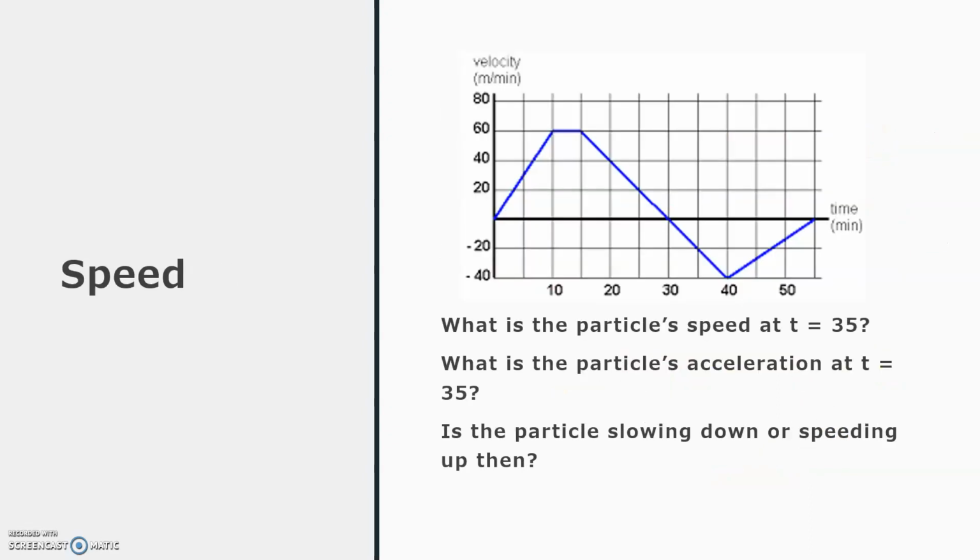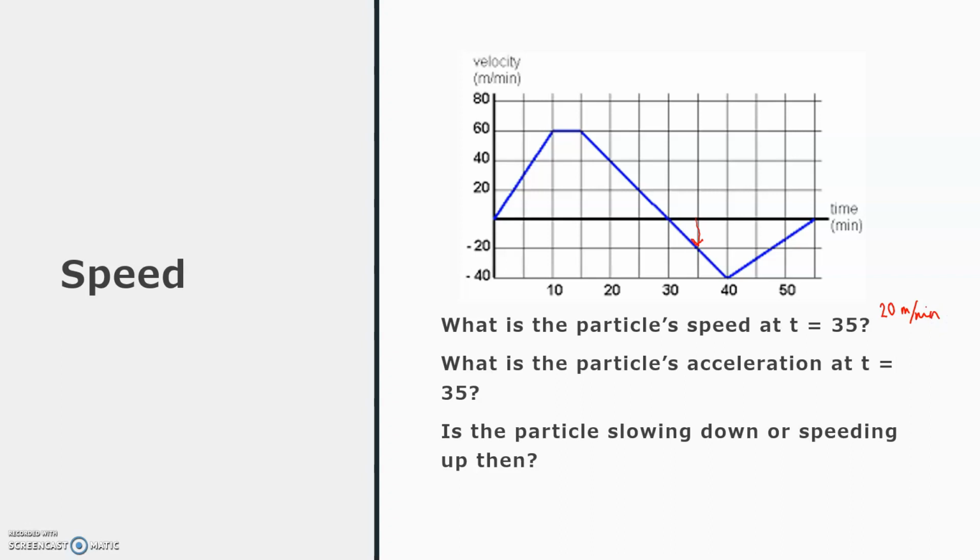Okay, so I mentioned that speed can sometimes be confusing, so we're going to look at this velocity graph. This is not a speed graph, this is a velocity graph. And the first question is, what is the particle's speed at t equals 35? Speed is the absolute value of velocity. The velocity is negative 20, so the speed is 20 meters per minute. Speed is just how fast you're going, not direction.